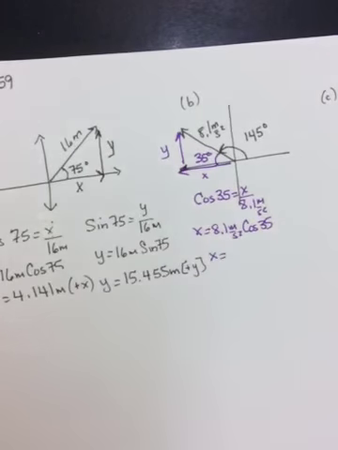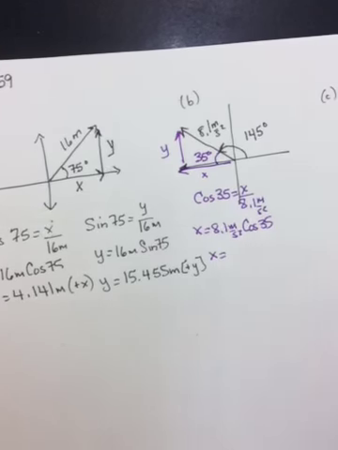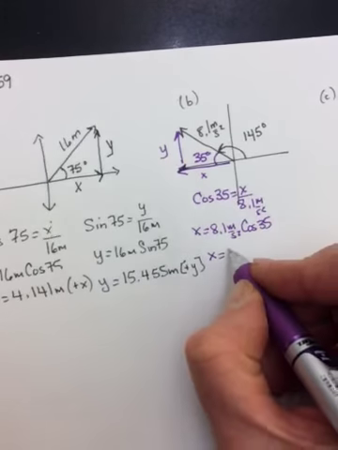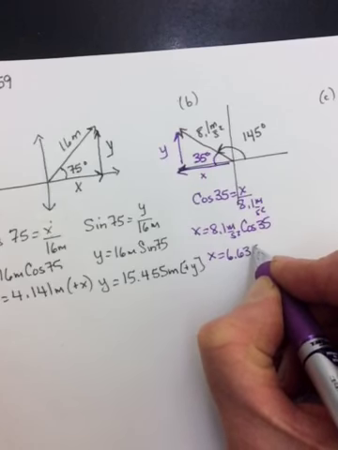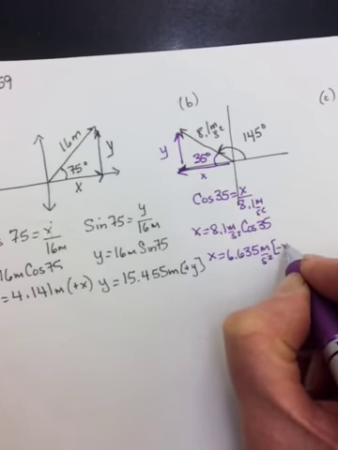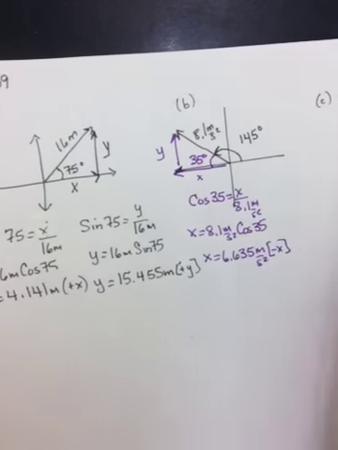Punch this in your calculator. Times 8.1. And you get 6.635 meters per second squared, and this time it's negative x direction.